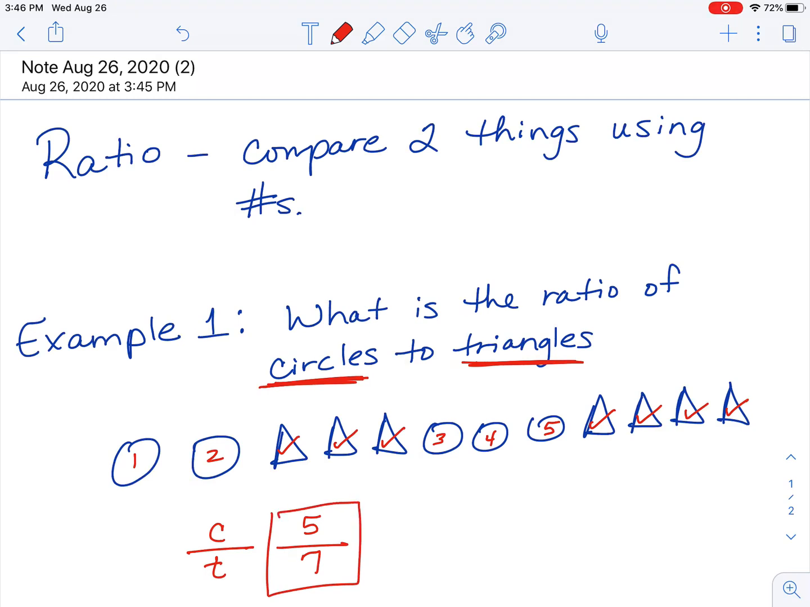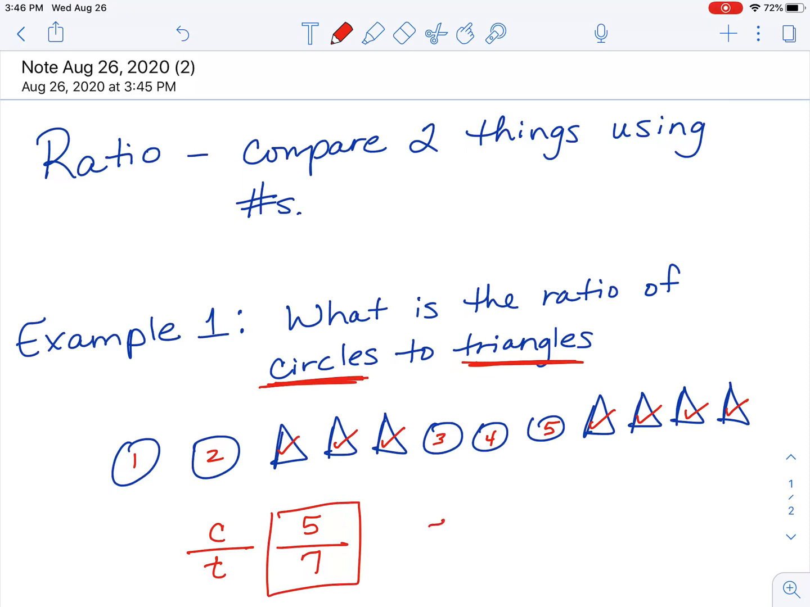This is one way you can write a ratio. It looks like a fraction, but remember, that's one way we can write a ratio. Now, just like a fraction, we want to make sure it's reduced. And that is reduced because 5 and 7 are both prime. Remember, 2, 3, 5, 7, 11. So they're both in that list, so since they're both prime, that means it's reduced.